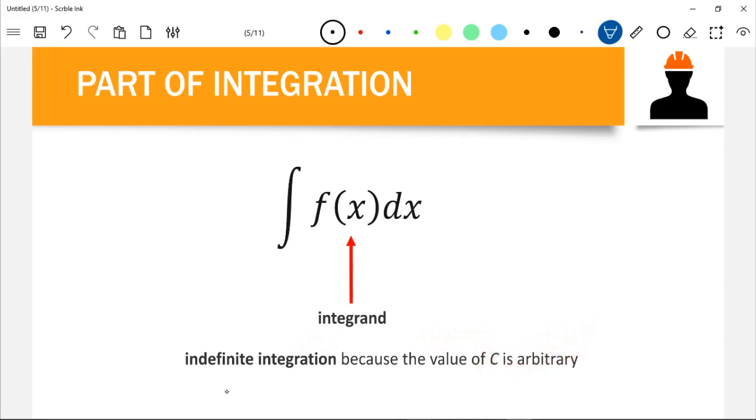Okay, so we have two types of integration. We have definite integration if we have a certain limit in our integration, and we have indefinite integration if we have no limit in our function. So we retain the constant c in indefinite integration.